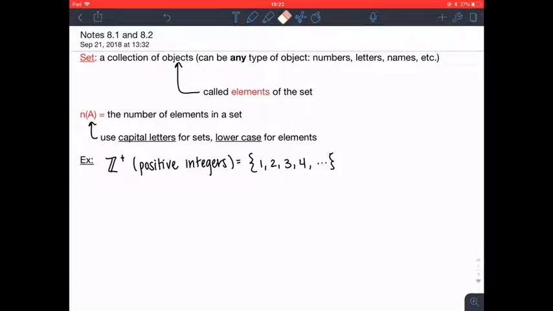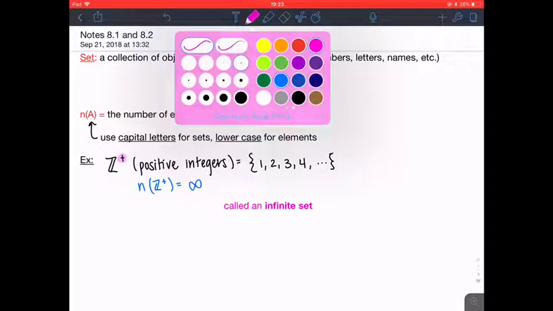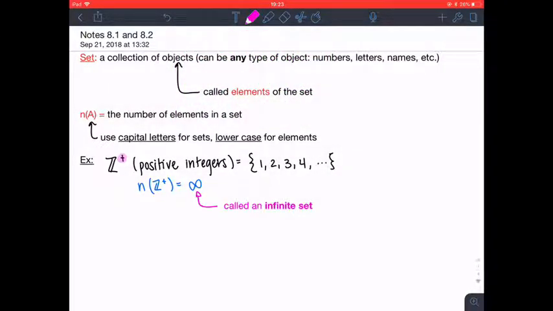So let's look at a couple examples of sets. Here's the first example. Positive integers, that's what this plus here means, only the positive integers, so like 1, 2, 3, 4, and so on. Now this set, because it continues forever, has an infinite number of elements, so we call it an infinite set.